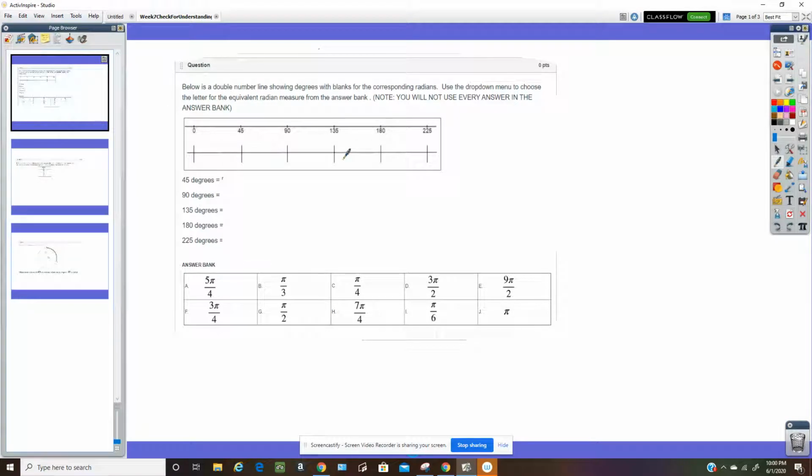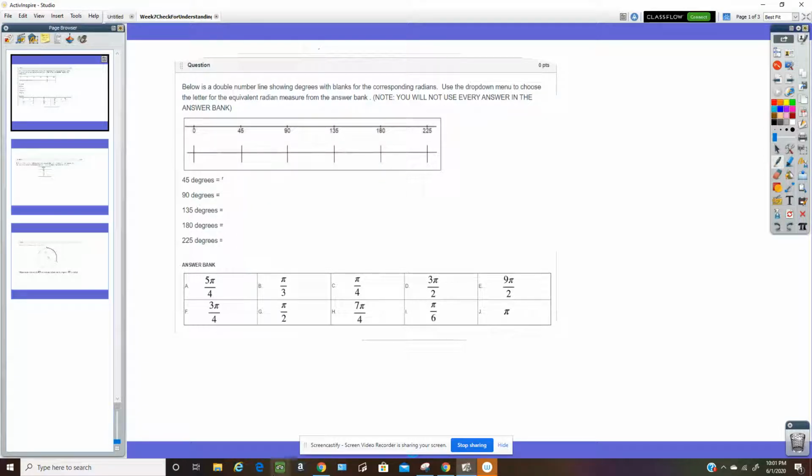This is the week 7 check for understanding. Below is a double number line showing degrees with blanks for the corresponding radians. Use the drop-down menu to choose the letter for the equivalent radian measure from the answer bank. You'll not use every answer in the answer bank.